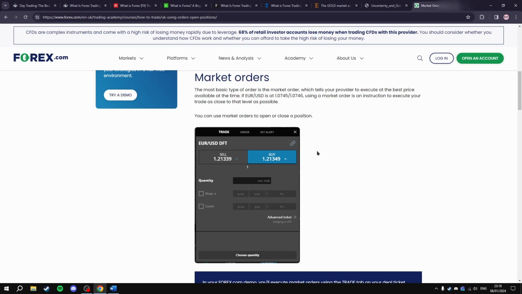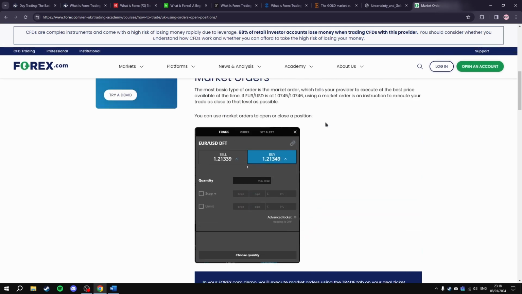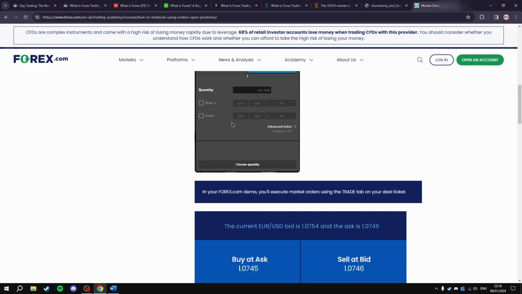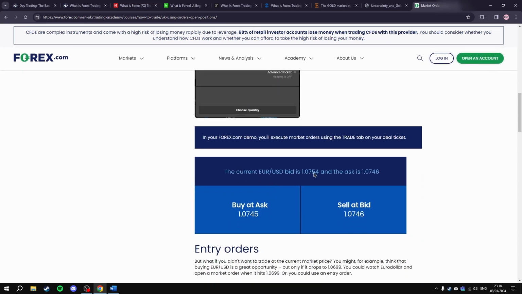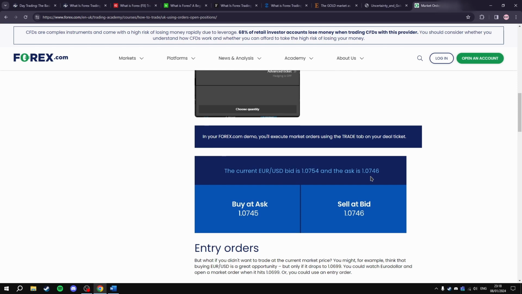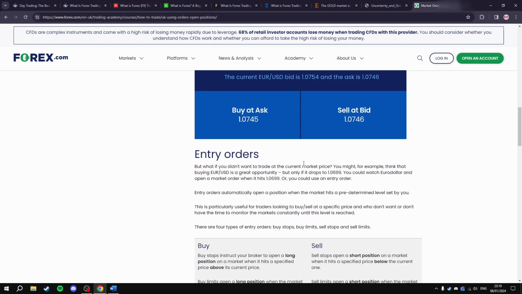EUR/USD is at 1.0745/1.0746. Using a market order is an instruction to execute a trade as close to that level as possible. You can use market orders to open or close a position. In your Forex.com demo, you'll execute market orders using the Trade tab on your deal ticket. So that bit there. The current EUR/USD bid is that, and the ask is that. Buy at that, sell at bids.